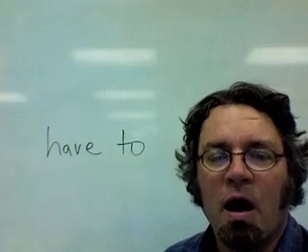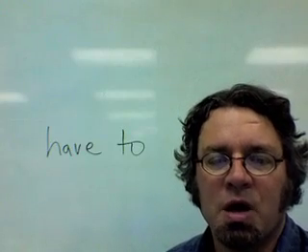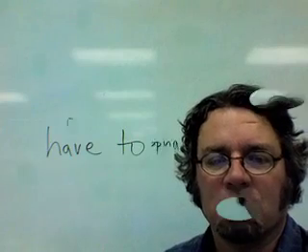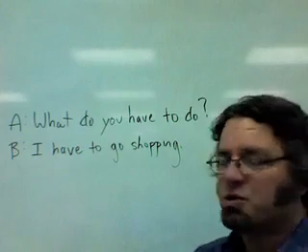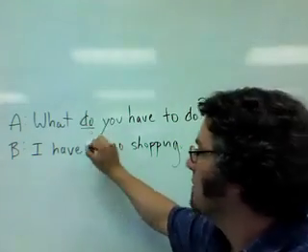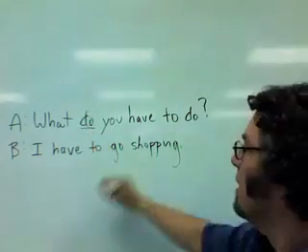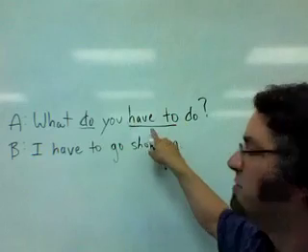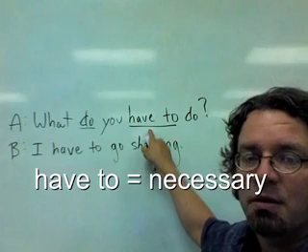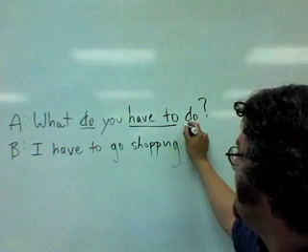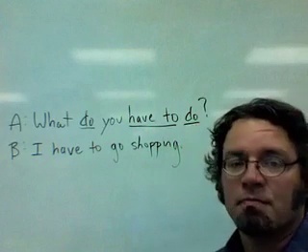In this video, I'll show you how to use have to. What do you have to do? In this question, this is in the present tense, and then have to, meaning that something is necessary, and then the main verb is do.